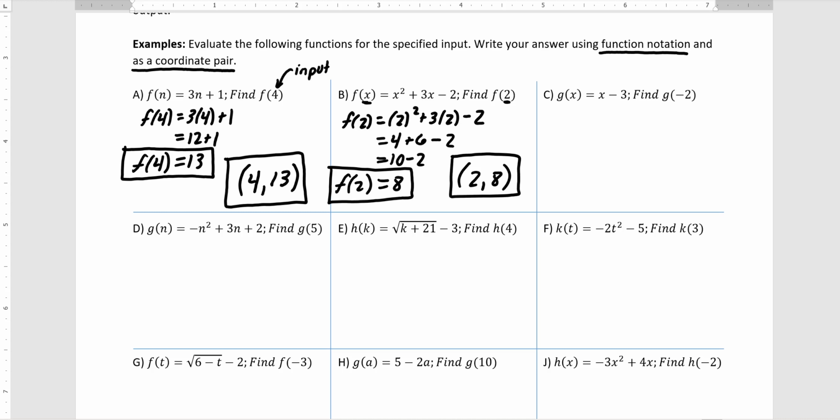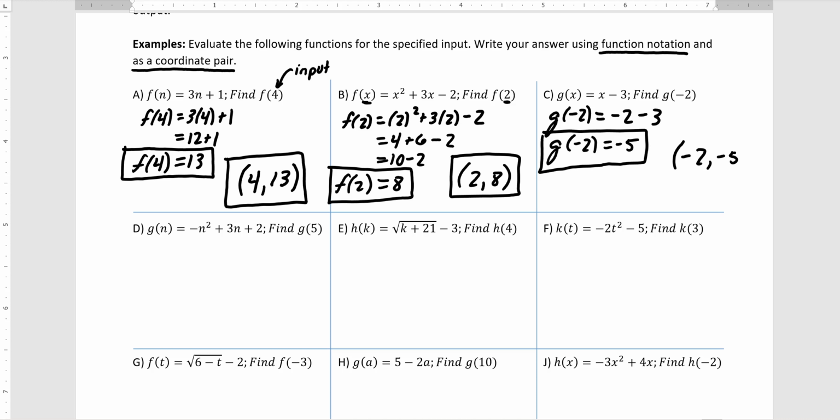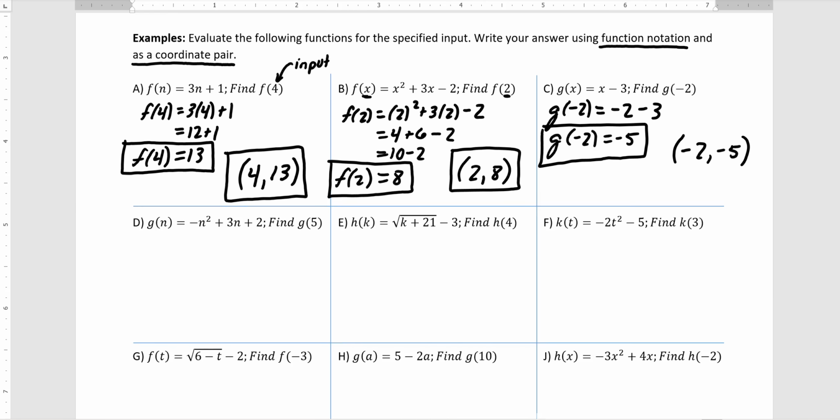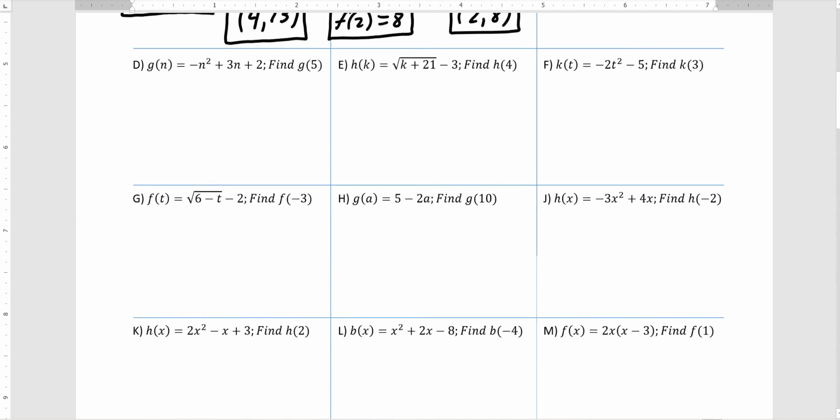g of x equals x minus 3. Find g of negative 2. Well, so this would be g of negative 2, which means anywhere there's an x, I'm putting negative 2. Negative 2 minus 3 is negative 5. So g of negative 2 equals negative 5. Excellent. As a coordinate pair, that'd be the point negative 2, comma negative 5. My input is negative 2. My output is negative 5. All right. Let's try a few more together, and I'll let you do some on your own here.